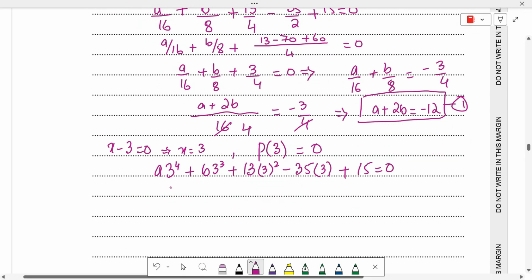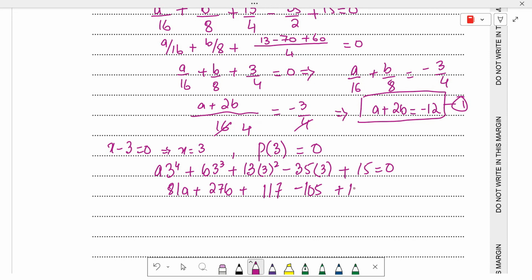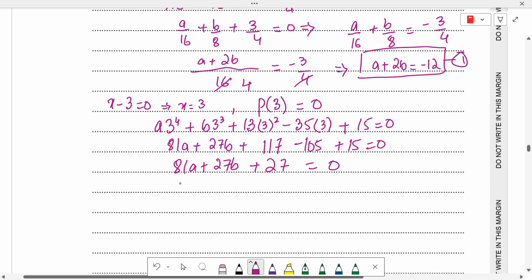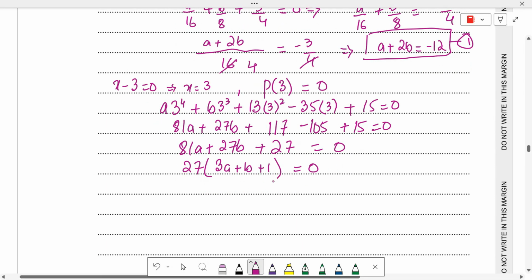When we solve it, we will have 81a plus 27b, and 13 times 3 squared, which is 117, minus 105 plus 15 equal to 0. So we will have 81a plus 27b plus 27 equal to 0. We take 27 common. We will have 3a plus b plus 1 equal to 0, and this is our second equation: 3a plus b plus 1 equal to 0.